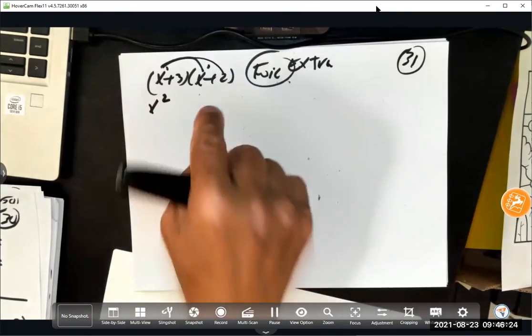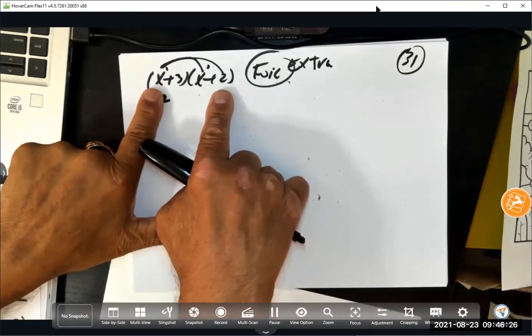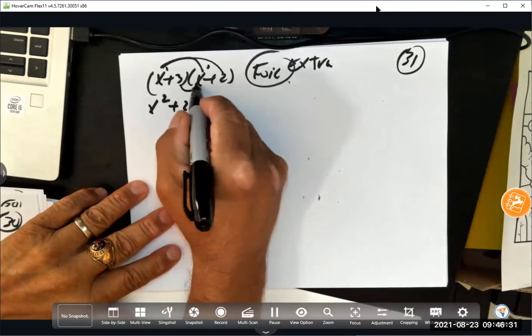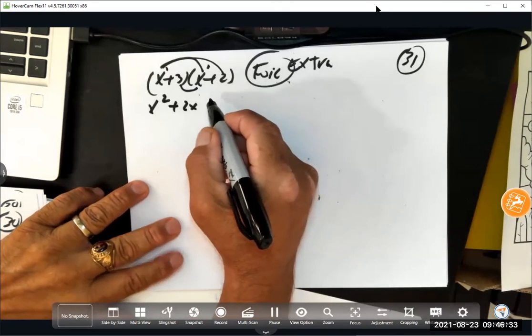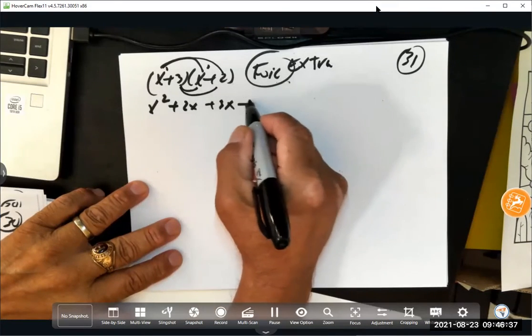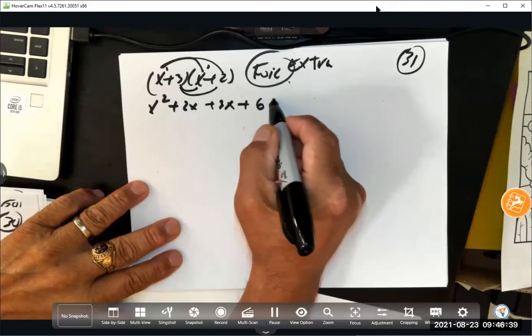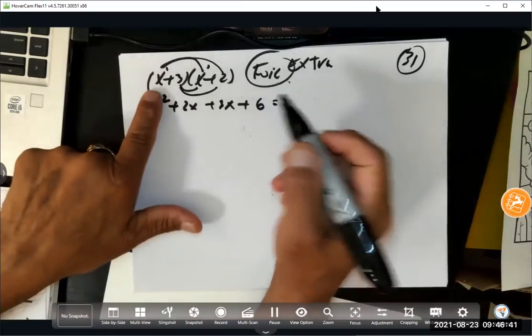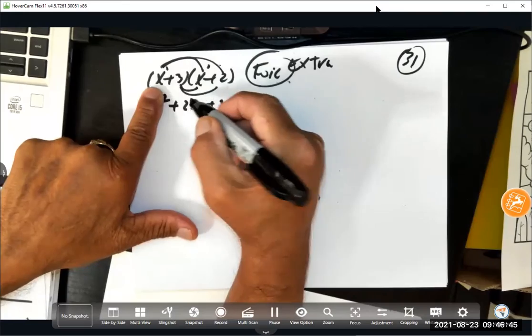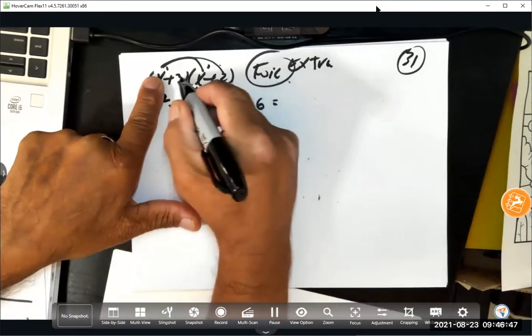x times 2 is how much? 2x. And 3 times x is how much? 3x. And 3 times 2 is how much? 6. Okay, so everybody okay with that? Let me do it again. x times x, x squared, x times 2, 2x. And then 3 times x, 3x, and then 3 times 2 is 6.